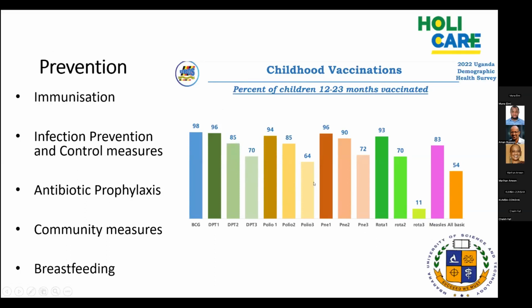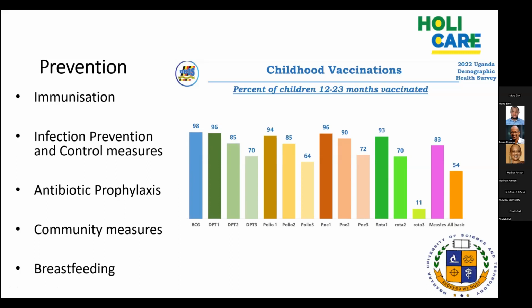this bar graph actually came out today from the Uganda Demographic and Health Survey of 2022, which was released this morning. I highlighted it because it talks about immunization against diseases that could cause lower respiratory tract infections. Our DPT here is coupled with Haemophilus influenzae type B and hepatitis B.